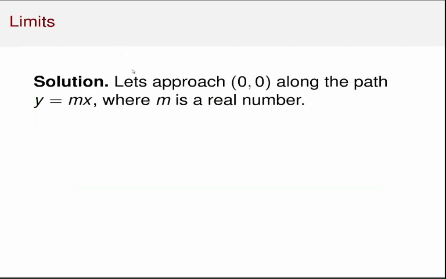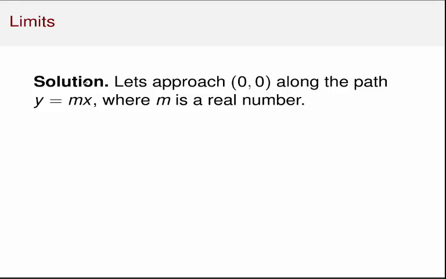As usual, we're going to find two paths along which our function approaches different limits as (x, y) approaches the origin. Let us start with the simplest paths we can think of. Well, those are just straight lines passing through the origin, which are given by the equation y = mx for some real number m.